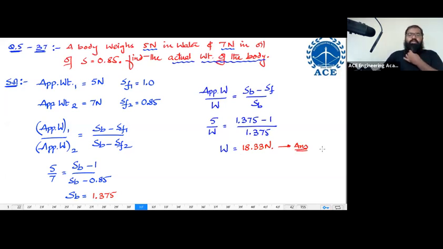I hope this is clear to you, the concept of apparent weight. Very good. Let us now move further. You can take a snapshot of this particular slide if you want. Moving further.